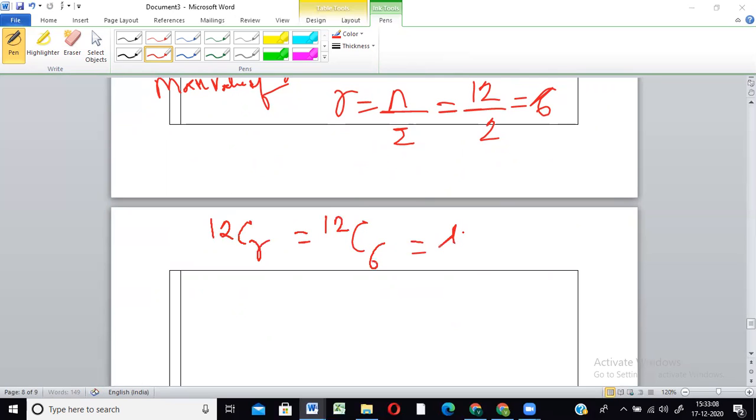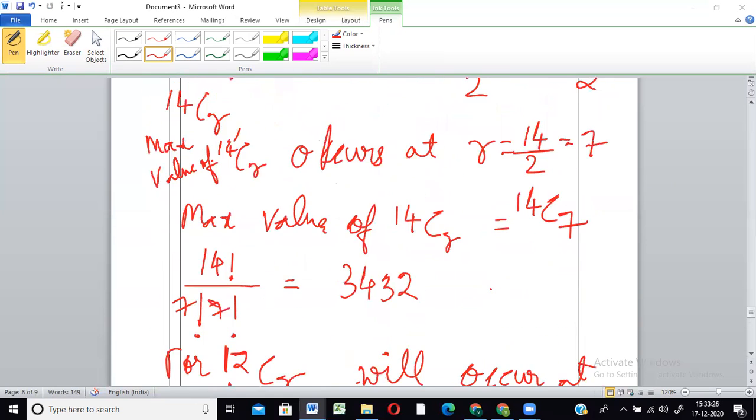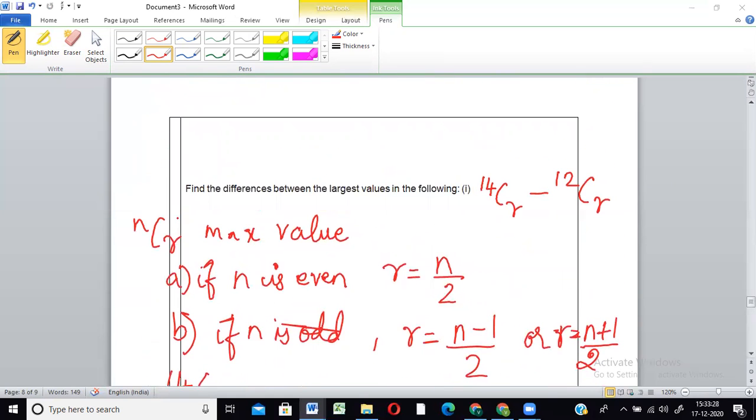So now your 12CR becomes 12C6. So this is nothing but 12 factorial upon 6 factorial into 6 factorial. So the final answer we get as 924. Okay. So 14C7 we got 3432, 12C6 we got 924. Now, what was the main question, by the way? They asked us the difference between the largest values. So we have found out the largest value or the maximum value in both the cases. Now we have to find how much is the difference between the two.